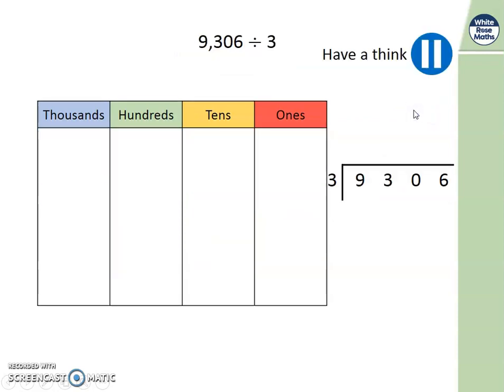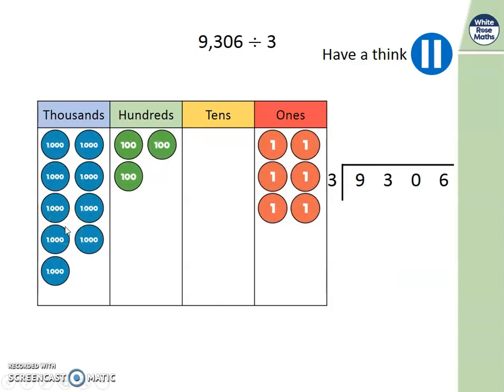Have a think and apply this method here. Build the number 9,306 into the correct places on the chart. Here I've recorded to help you 9,306 inside the bus stop and the divisor 3 on the outside. Have a go. Let's have a look at your answers.